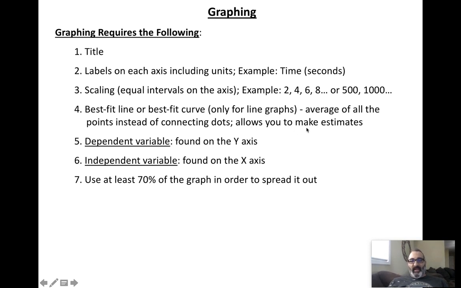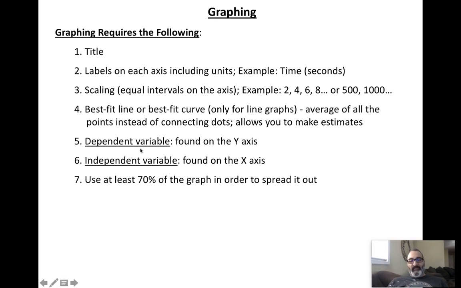A scientific graph, ideally, if it is a number graph where you have points you're plotting, ideal graphs for science are number graphs, and we would create what's called best fit lines or best fit curves of our data. So these are only used for line graphs, and they're important to be done this way. And I'll explain that to you in a second also.